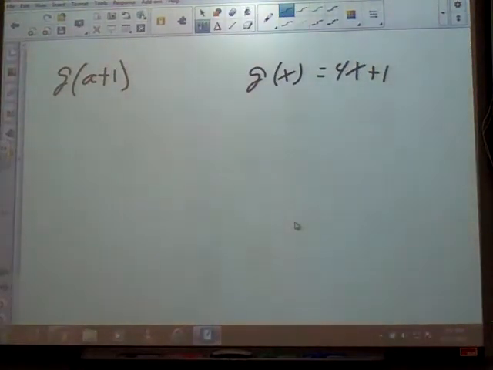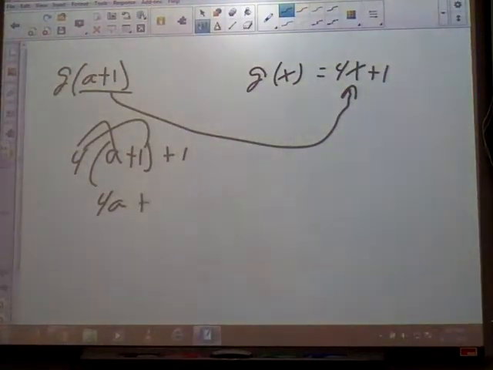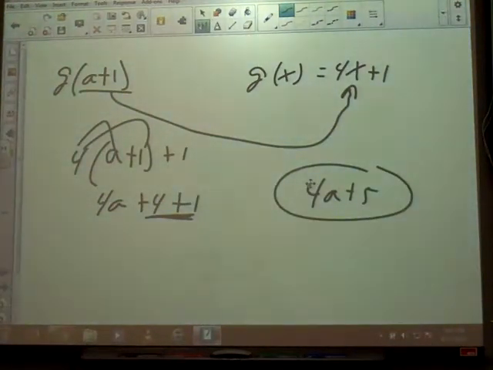All right, this one, shall be quiet. 17 asks us to find g of a plus 1. So all we have to do is take a plus 1 and substitute that in for the x and simplify. So we're going to have 4, but instead of x, we're going to put a plus 1, and then plus 1. So we would distribute the 4a plus 4. Plus 1, you can combine that, so it'll be 4a plus 5. Which is D, as in doofus.